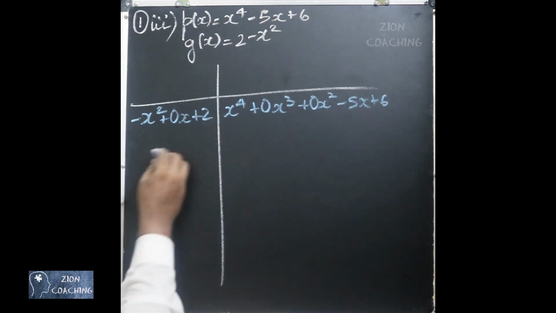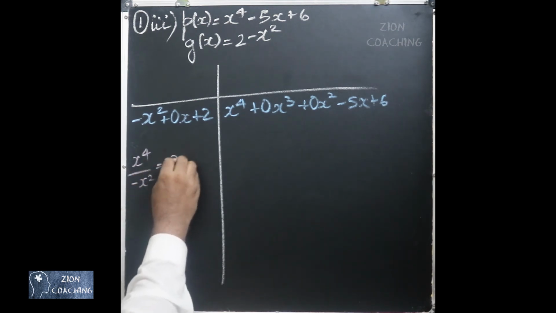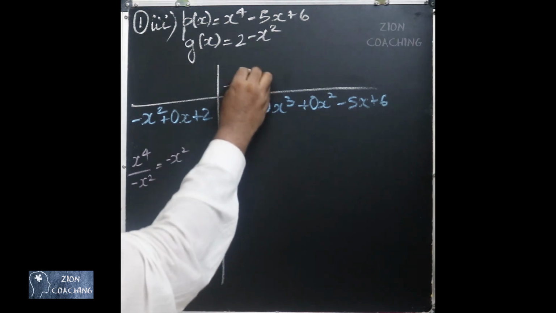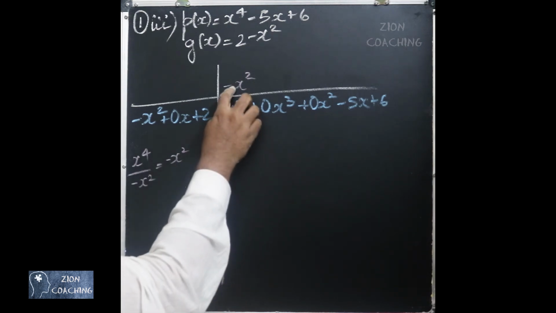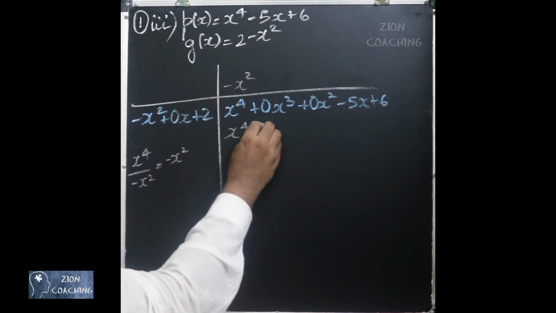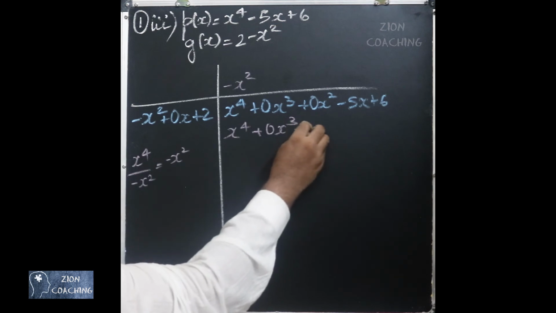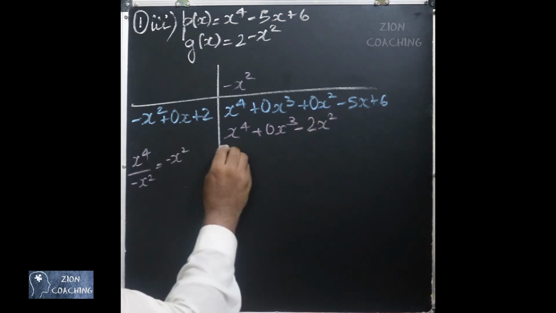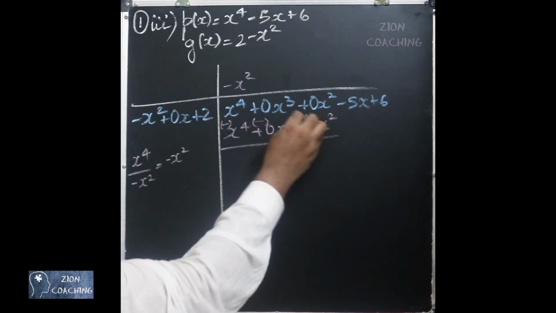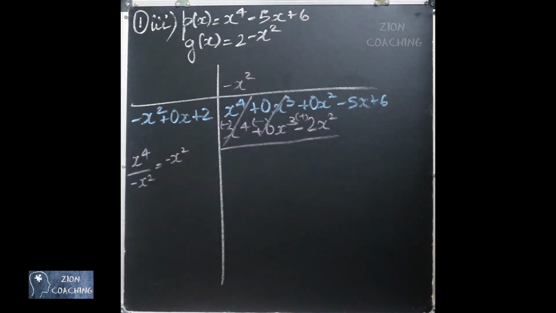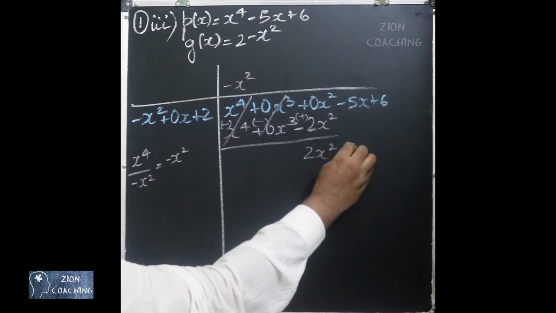Now when you divide x power 4 by minus x squared, you are going to get minus x squared. So we are going to multiply the entire divisor by minus x squared. Minus x squared into minus x squared will give you x power 4. Minus x squared into 0x will give you 0x cube. Minus x squared into 2 is going to give you minus 2x squared. Now when we are subtracting, we have to change the symbol and add. This will get cancelled, this will get cancelled. 0x squared plus 2x squared is going to give you 2x squared minus 5x.